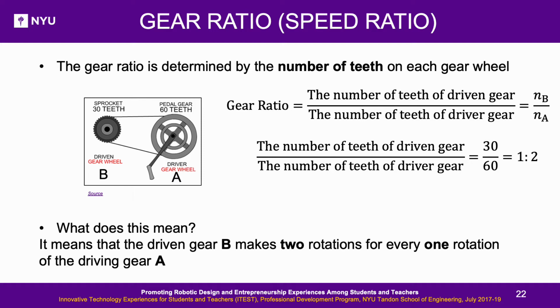Gear ratio is also called speed ratio. It is a quantitative measure to calculate the parameters of gear while designing a gear system. It is the ratio of the number of teeth of the driven gear to the number of teeth of the driver gear. In this image, the driver gear A has 60 teeth while the driven gear B has 30 teeth. As a result, the gear ratio is 2. This implies that driven gear B makes 2 rotations for every 1 rotation of driving gear A.